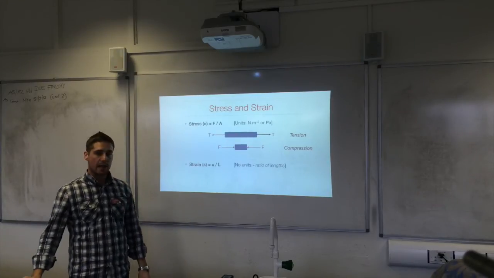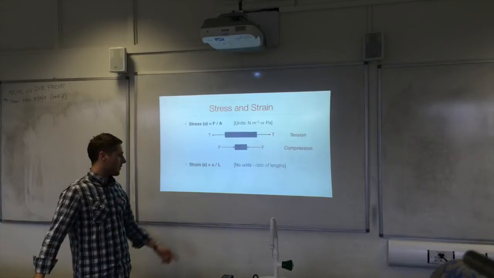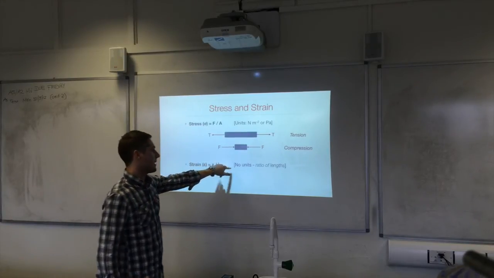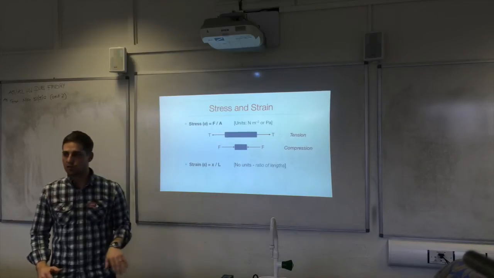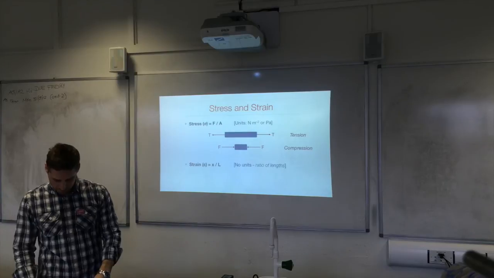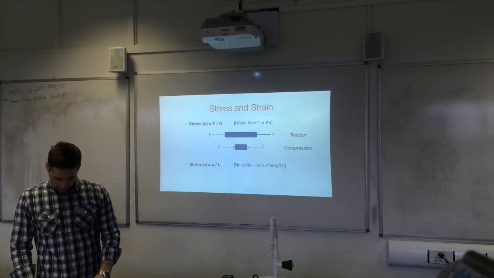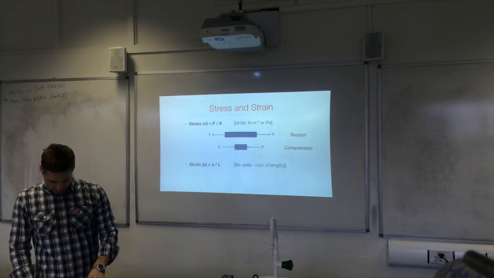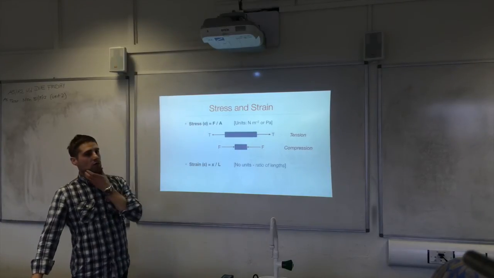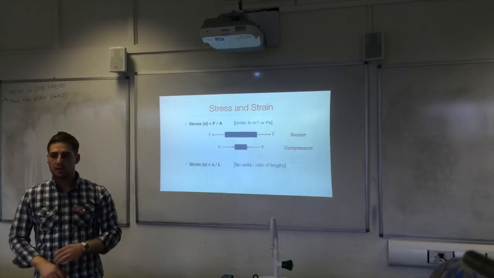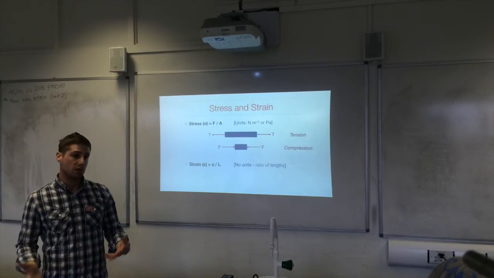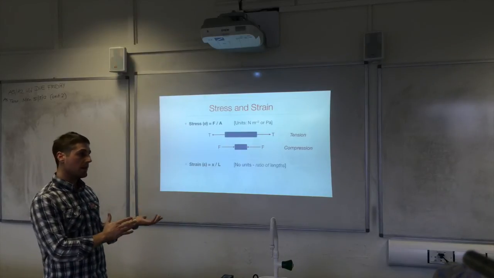Strain is x over L, so that's extension over original length, and both of these will have units of meters, therefore leading to strain having no units. It's just a ratio of lengths. So stress, you'll notice, accounts for different cross-sectional areas. So this tells you about the distribution of force within the material, which the force constant doesn't do.